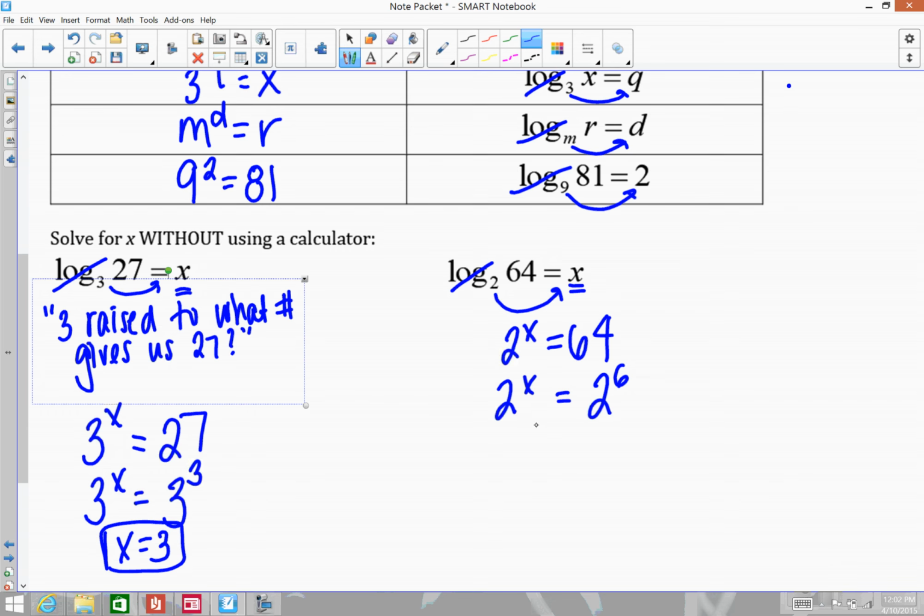So now since I have the same bases, the exponents have to be the same in order for that to truly be equal. Or, like I said, you could skip this step and just say, oh, x has to equal 6 in order to get 64.